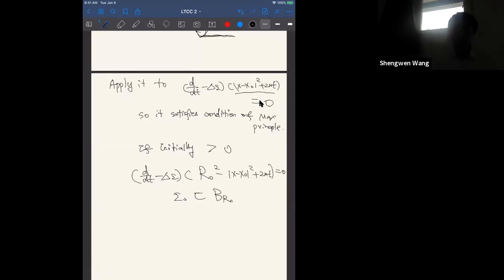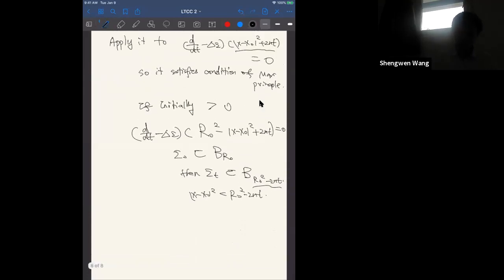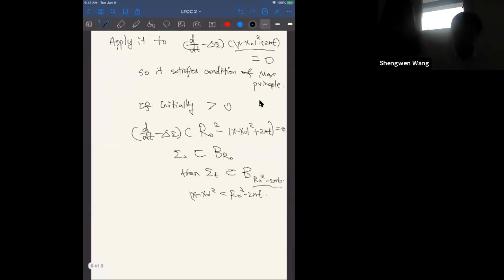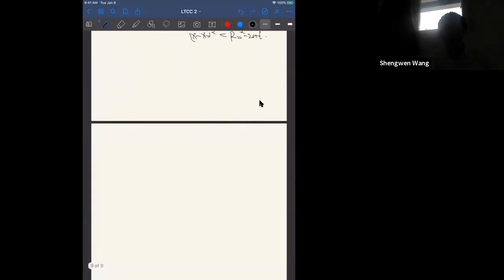And the maximum principle is telling you that for all later time, this is also greater than 0, because it's greater than the initial time. So for all time, it's going to be contained in the ball. Then sigma t is going to be contained in the evolving ball, because |x - x0|² is always less than or equal to R² minus 2nt. And the converse is also true. If it is initially lying outside of the ball, then it will stay outside of the shrinking ball for all later time. Okay. Any questions?